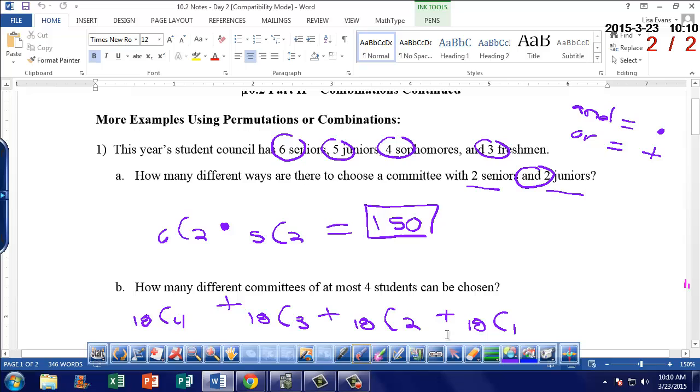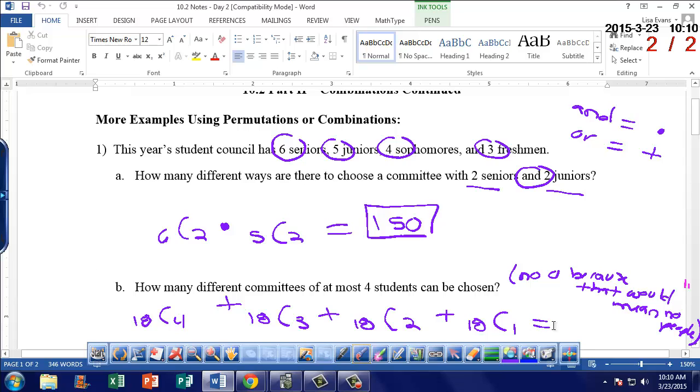Now, can we choose 0? This one's a little bit tricky because can you have a committee with nobody on it? No. So this one, there's no 0, because that would mean no people. So I'm leaving 0 off of this.